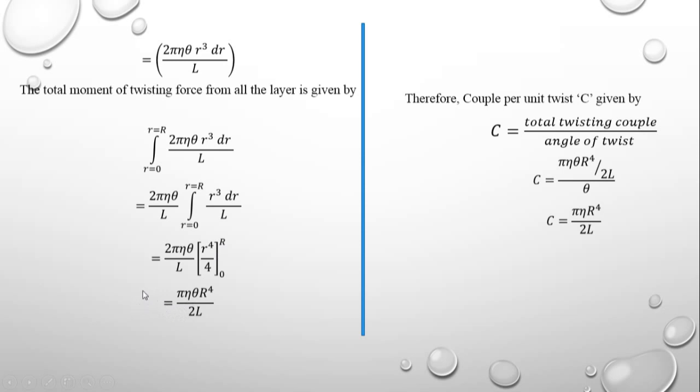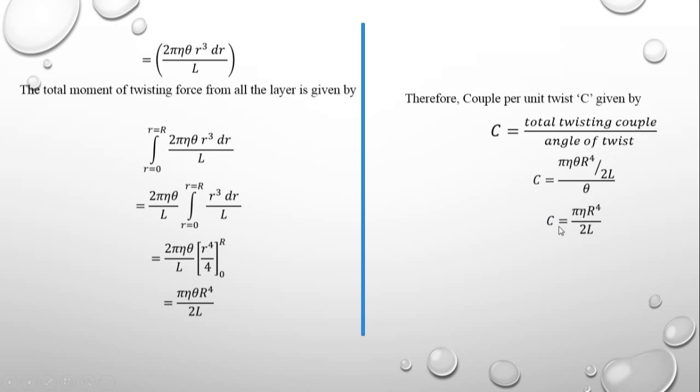twisting force, nothing but a couple, that is C is equal to pi eta theta r to the power of 4 by 2L. Therefore couple per unit twist is given by C is equal to total twisting couple, that means pi eta theta r to the power of 4 by 2L is the total twisting couple, divided by the angle of twist. The angle of twist is theta.